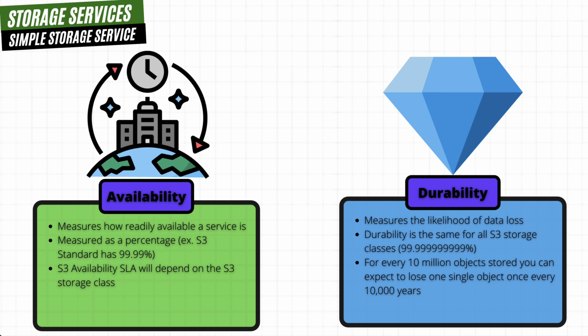Now, durability measures the likelihood of data loss. With all of these S3 storage classes, you get 99.999999999% chance of not losing data, or what AWS calls the 11 nines of durability. What this means is that for 10 million objects you store in S3, you can expect to lose one single object every 10,000 years. That's amazing.